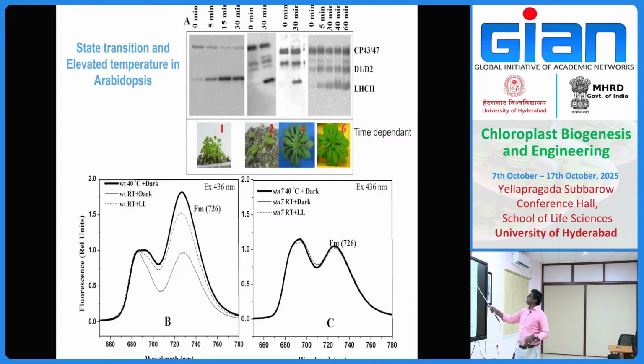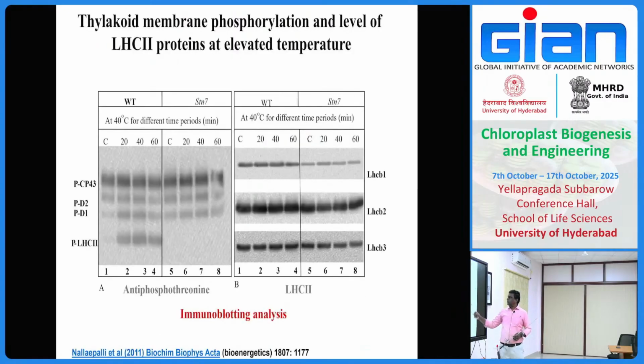This is the LHC2, they're nicely getting phosphorylated. But there are many other things happening. I don't want to give you more. This is the same thing. The phosphorylation is happening in the wild type, and it's not happening in the mutant.